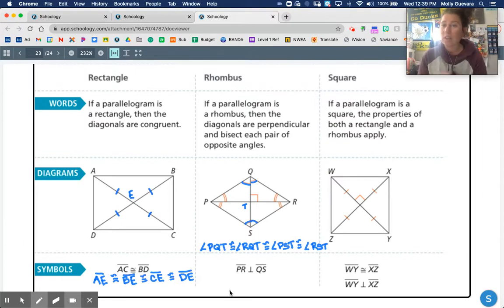So that's pretty cool. Not only are the diagonals perpendicular, but I know it divides all of those angles in half.